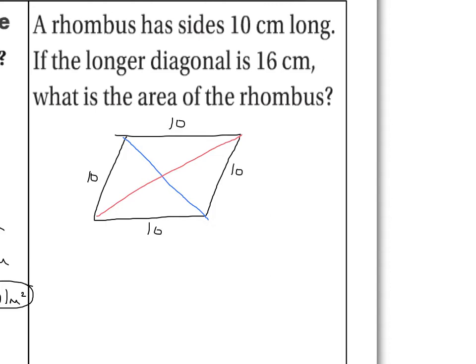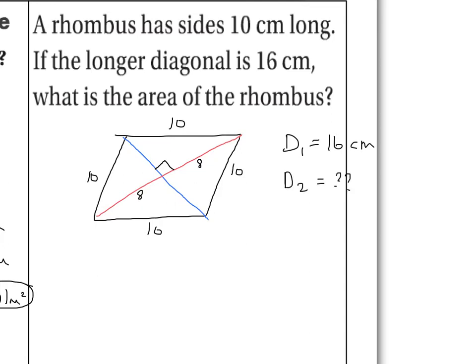Because it's a rhombus, we know that the diagonals are perpendicular. It says the longer diagonal is 16 centimeters. The longer diagonal of the rhombus, in this case, is the red line. And if you remember, the diagonals of a rhombus also bisect each other. So I know this length is 8 and this length is 8. Now, this is where you're going to have to do some investigating, because we only know the length of one diagonal. Diagonal 1 is 16 centimeters long. We don't know yet how long diagonal 2 is.